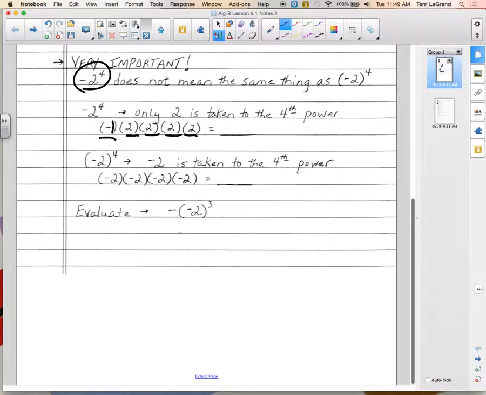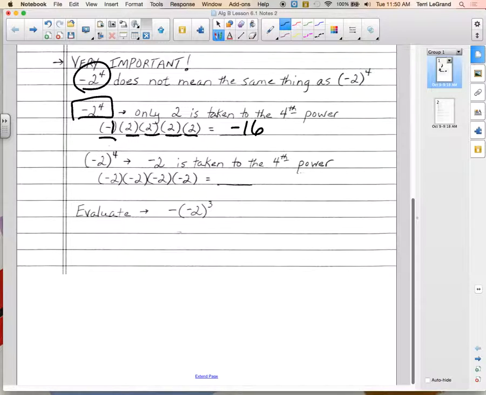So does anybody happen to know what 2 to the 4th power is? 2 times 2 times 2 times 2. 16, yeah, 16. And then negative 1 times 16 is? Negative 16. That's the value of it when it's written that way.